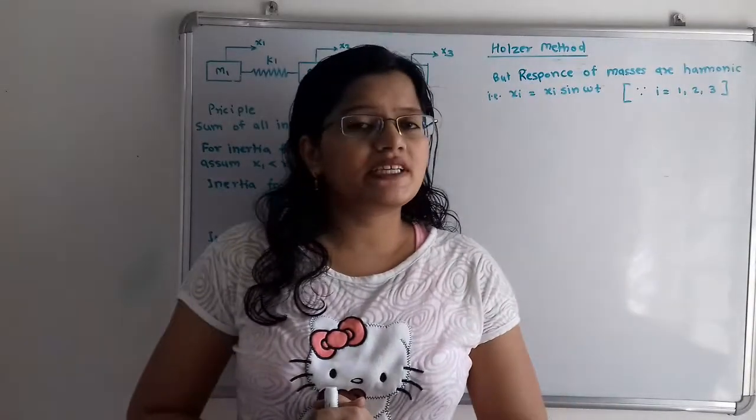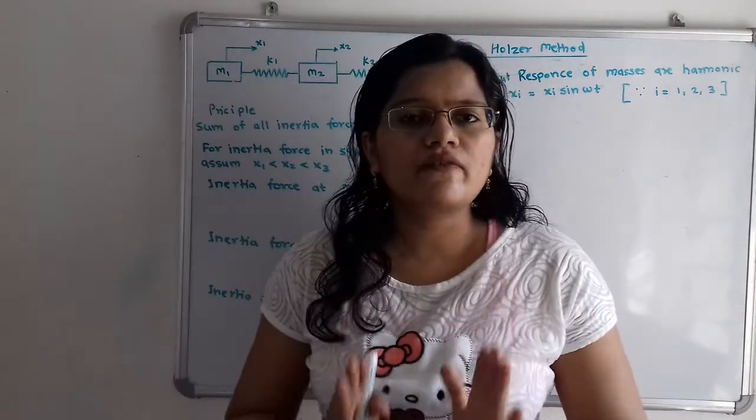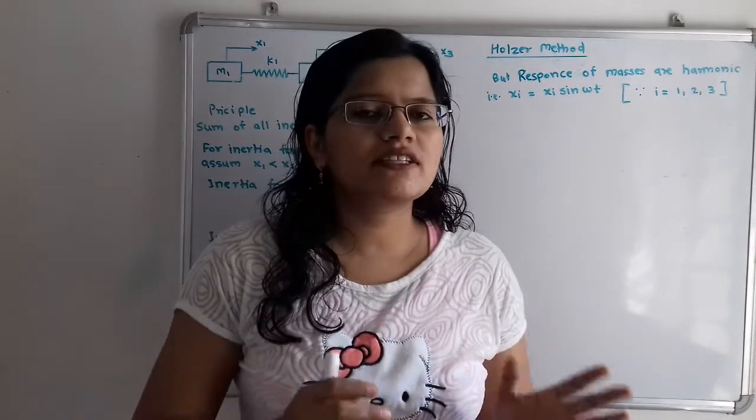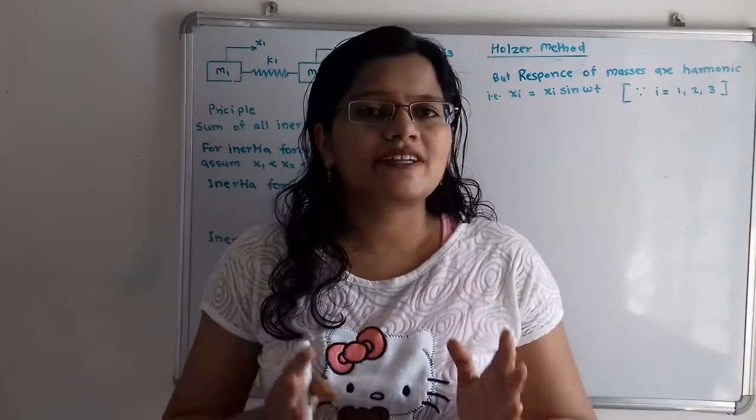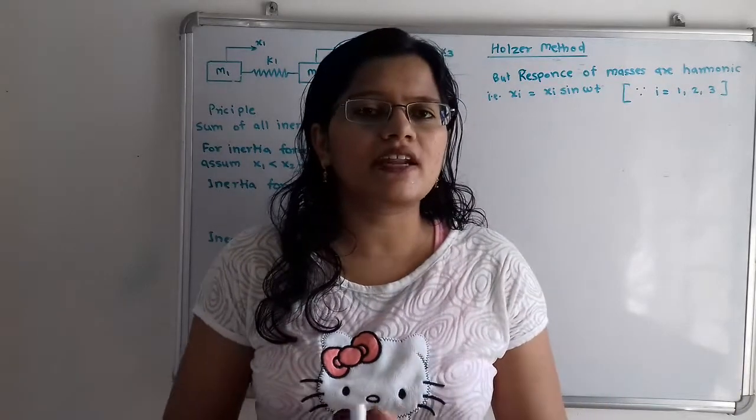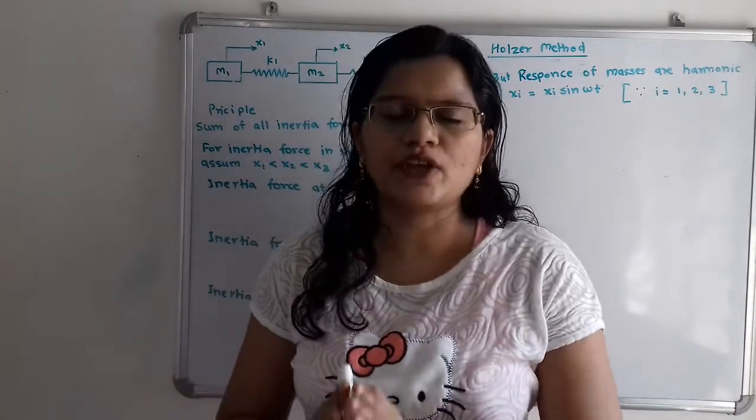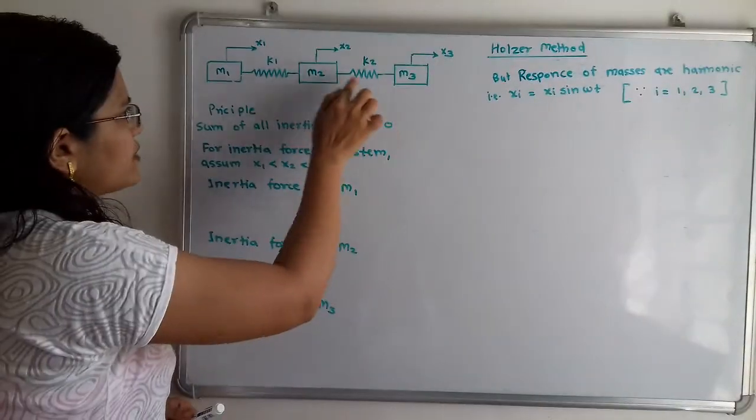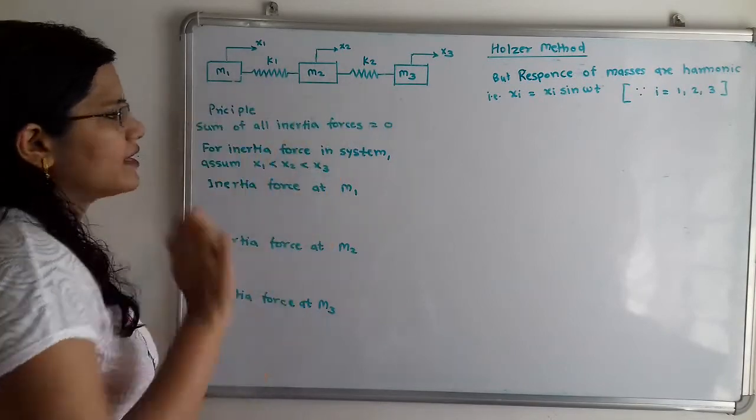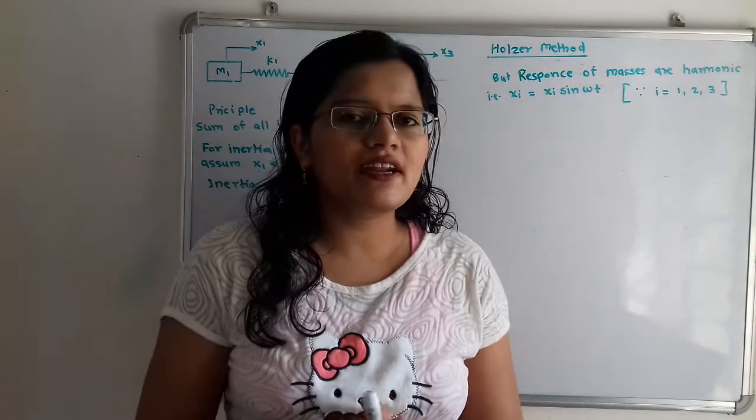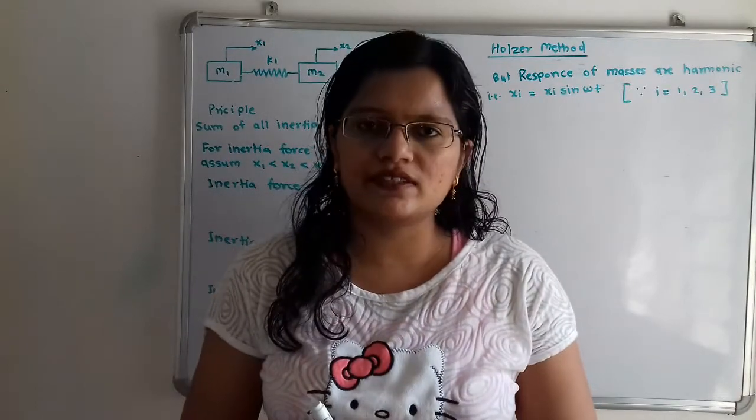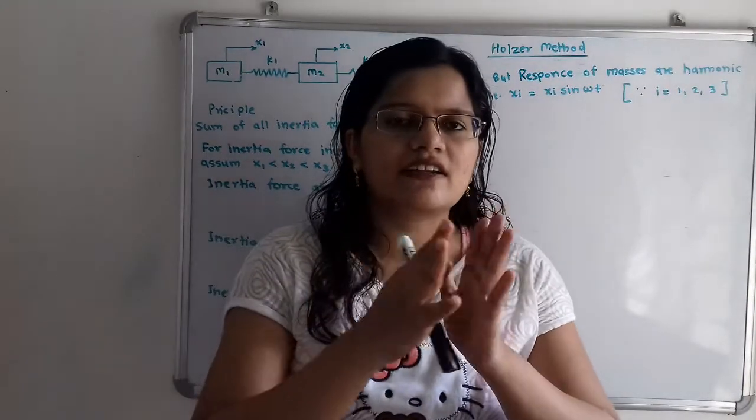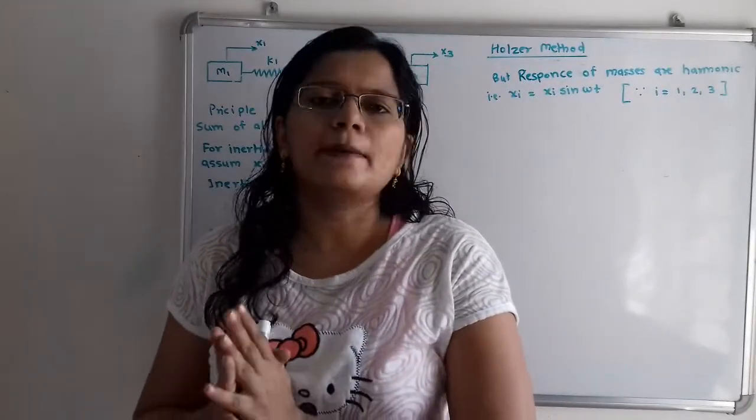So according to the principle of Holzer's method, the sum of all inertia forces is equal to 0, and we are going to prove this in this derivation of the Holzer's method. So what is the first step? The first step is to find out the inertia forces in the system. If we observe this system, here are masses 1, 2 and 3, which are attached with springs having stiffness K1 and K2. So we have to first find out the inertia forces in this given system. There are 3 masses, so there are 3 inertia forces related to mass M1, mass M2 and mass M3.